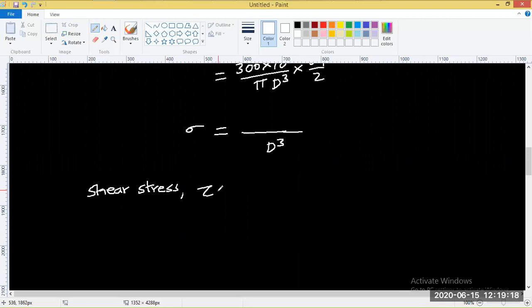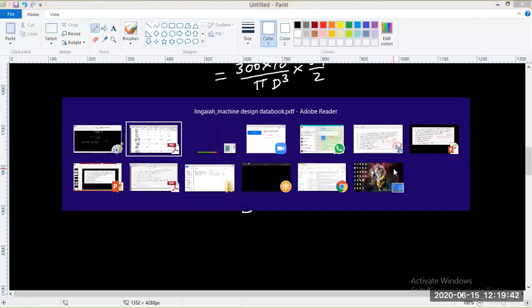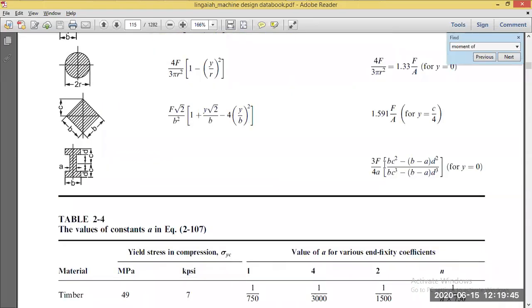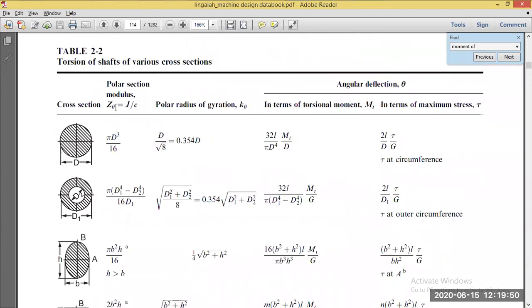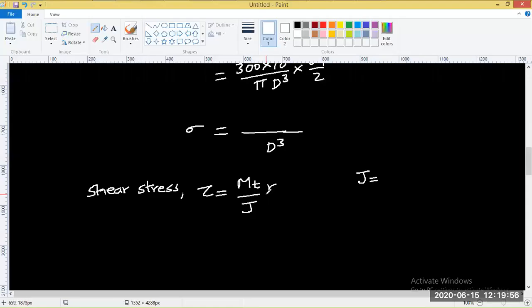Shear stress tau, so here it is subject to torque, right? So we'll write it in terms of torque. So Mt by J into r. Okay, this is the equation, Mt by J into r, where J is your polar moment of inertia. For this again we can go back to the data handbook. Here it's J by c, the polar section modulus. So this is c, not r. So c and r doesn't make much difference here.